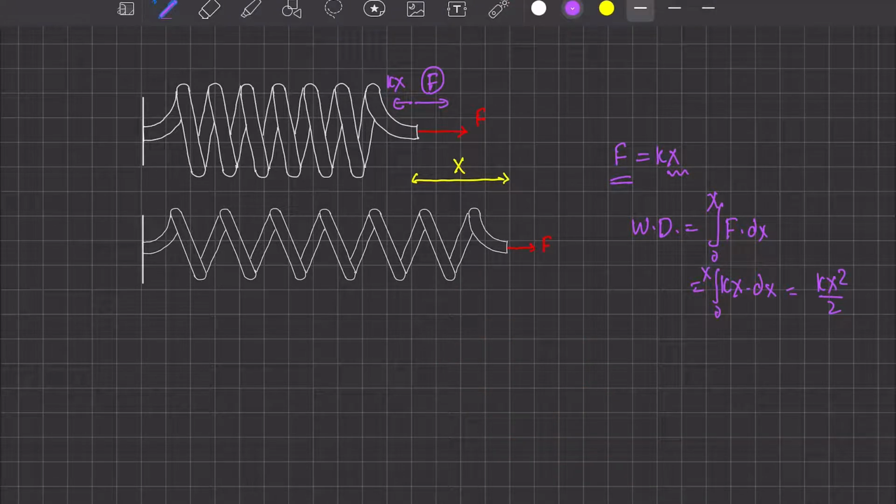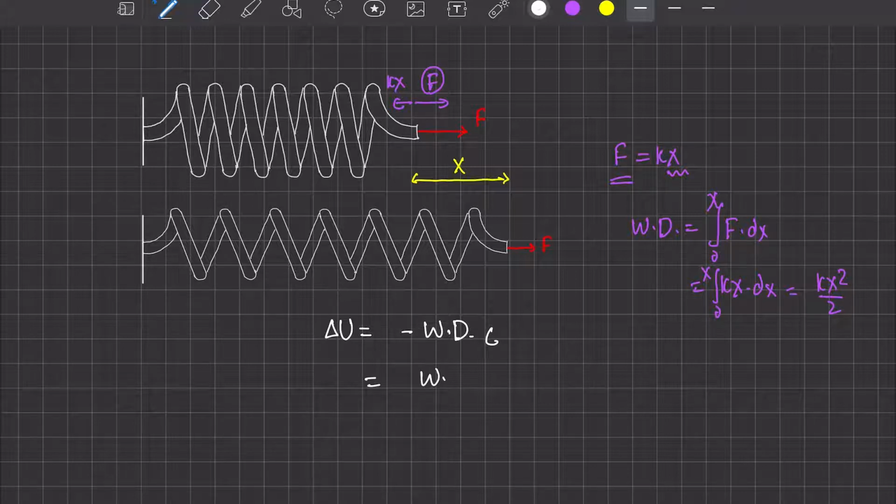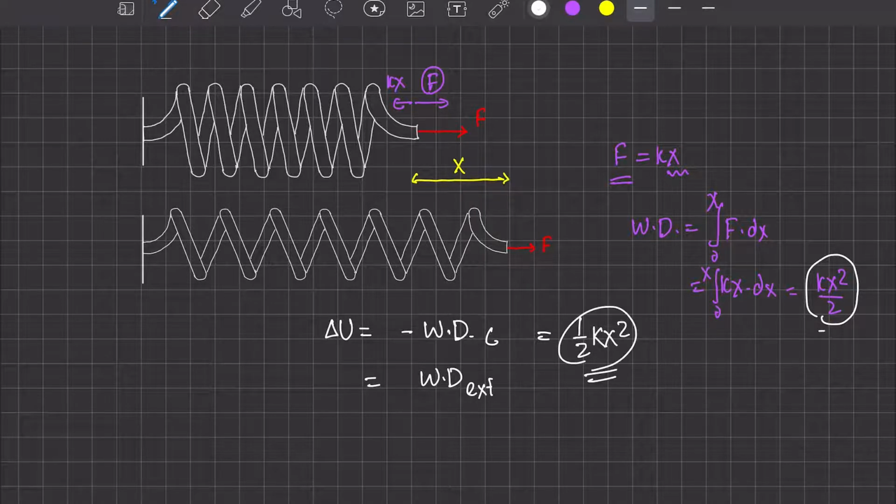And we can say the change in potential energy is equal to the negative of work done by the conservative force, or the work done by the external force. Here work done by the external force is kx square by 2. So we can say change in potential energy is half kx square. This is the energy stored in the spring, or change in potential energy of the spring.